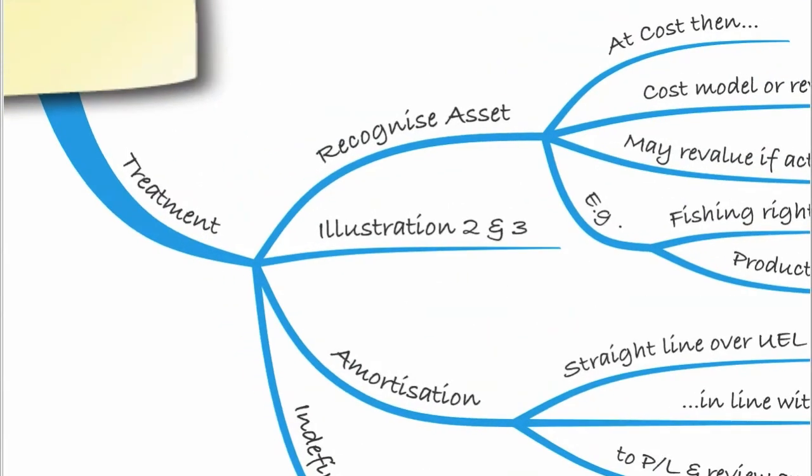Okay, let's see if we can do this. We've got two illustrations focusing on the treatment for intangible assets, both when we capitalize them and then how to go about amortizing them. So let's look at those. You might want to have a go at illustration 2 first of all, and then work through the answer with me before we move on to illustration 3.